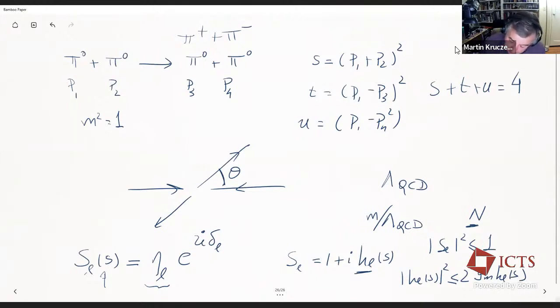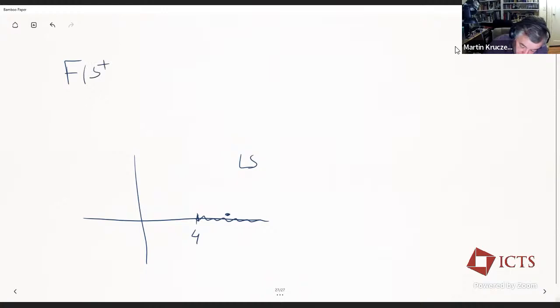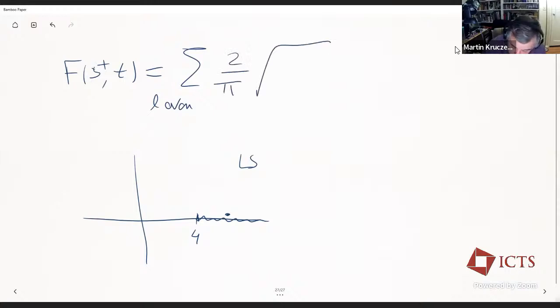And with these formulas, we can now construct an analytic function of S and T. And that goes as follows. I can define an amplitude, which will have a cut in the S-plane, a cut from 4 to infinity, same as before. And I'm going to first define it right above the real axis for S bigger than 4. So this is the physical scattering, and I'm going to sum over L. L in this case is even because I have identical particles. And you define it in this way.